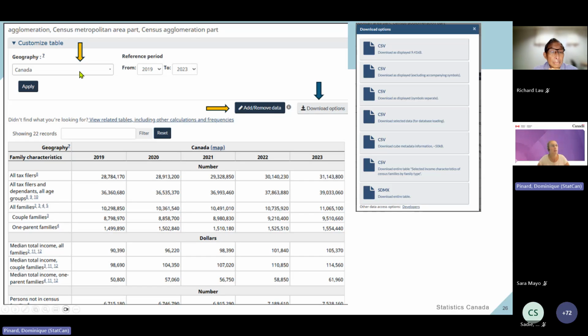If you want to change that, there are a few options. You can click on customize table, and here you have choices for geography and reference periods, but other tables will have other choices. If you want to see everything that's available from that one table, I invite you to click on add remove data. That would bring you to a more detailed list of what is available, and then you can pick and choose what you really want to see on the screen. There's also the download option, where you can select various types of files that you can download and use in various systems. I think that covers the web table.